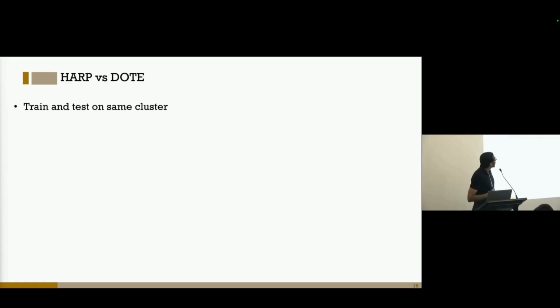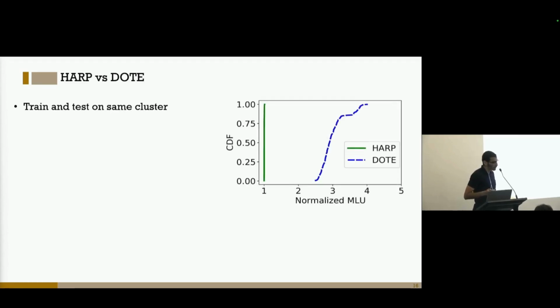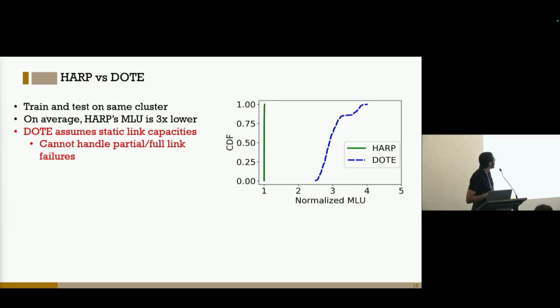We then compare HARP to DOT, where they are trained and tested on the same cluster. We see that HARP generates significantly lower MLU compared to DOT. To be concrete, HARP on average generates MLU that is 3 times lower than that of DOT. And this is mainly because DOT assumes static link capacities, where it lacks any mechanism to handle partial and full link failures. This makes working with DOT across clusters even more challenging.